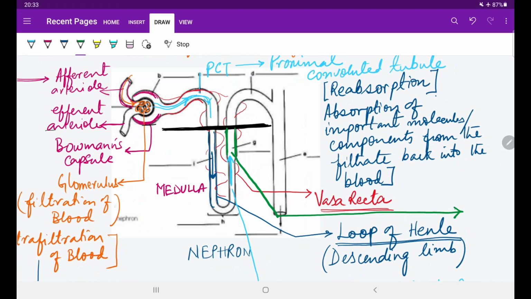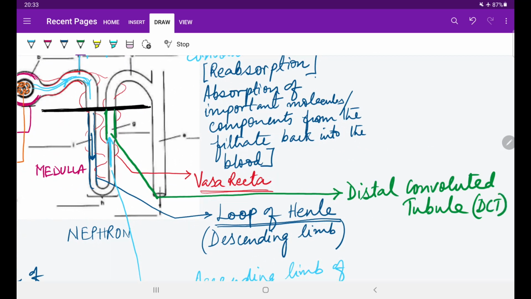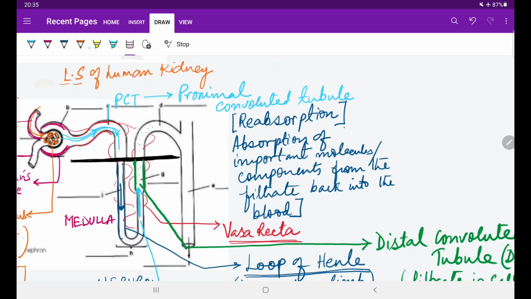The filtrate then runs into the thick tubule after going up through the ascending limb of loop of Henle. The thick tubule which is shown in green is called the distal convoluted tubule, in short DCT. The filtrate which runs into the DCT is highly concentrated and has less water, and all the waste products are present in the filtrate. Now the filtrate is called urine. The filtrate present in this DCT is called urine, and finally the filtrate is drained into this thick tubule, which is called the collecting duct.